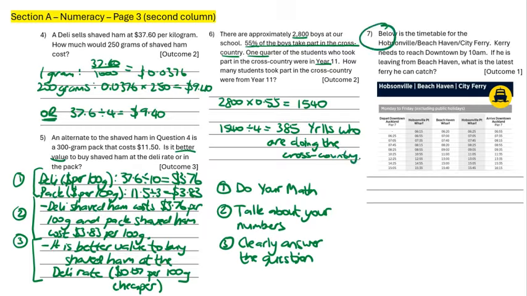Okay, now moving on to question 7, and we're back onto learning outcome 1. And if I didn't say it before, learning outcome 1 is all about just really pulling information out from a question, maybe only doing a small calculation, but there's not much calculation to it, but it's pulling out the information. So below is a timetable for the Hobsonville Beach Haven City Ferry. Kerry needs to reach downtown by 10 a.m. if he's catching it from Beach Haven, so he's leaving from Beach Haven, trying to get to downtown at 10, and then we got what's the latest ferry he can catch.